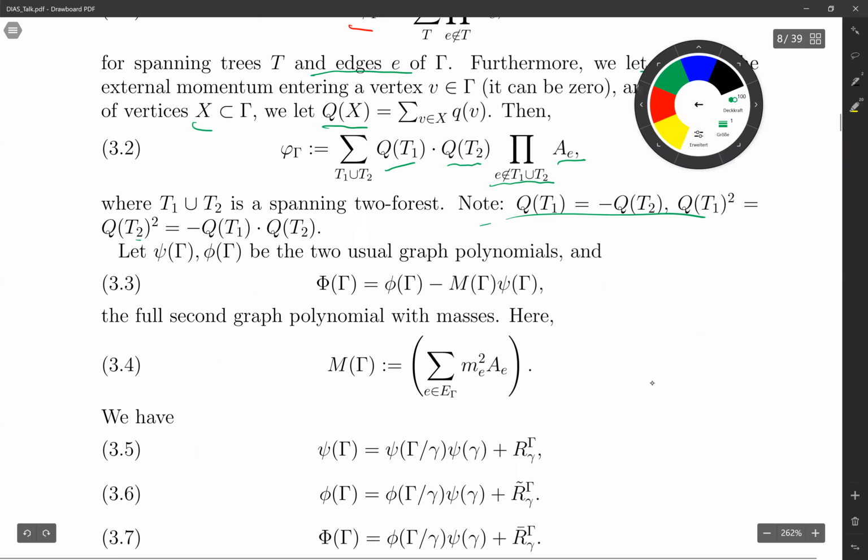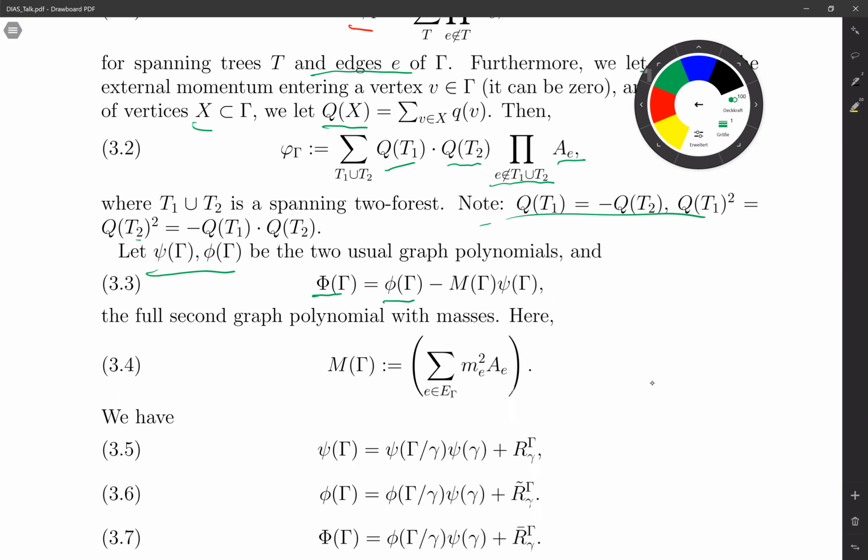Now, you have the two famous Symanzik polynomials. Now you make the small phi 1, which we just defined, into a capital phi 1 by multiplying it by m of gamma.